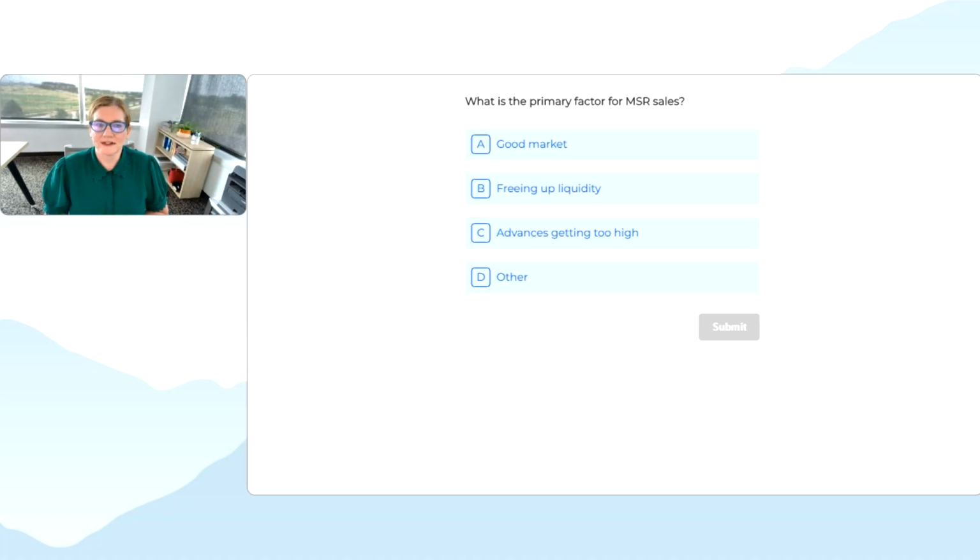And from our side, it's a good market, but a lot of the times it's kind of wanting to free up liquidity, and we hear that a lot from clients too, on choosing to sell servicing released as opposed to retaining servicing.